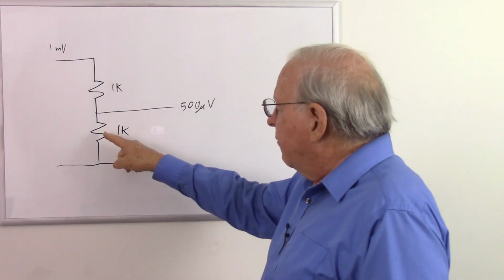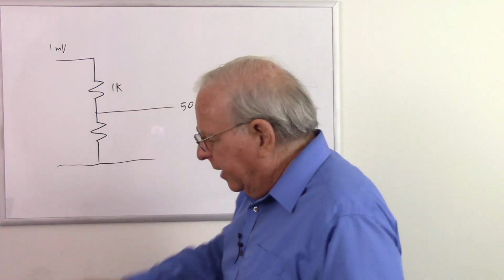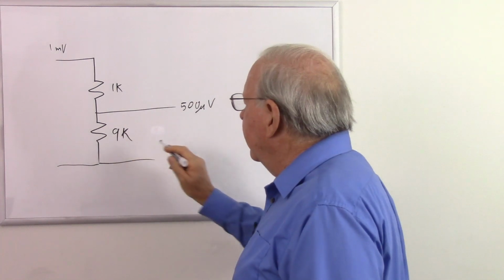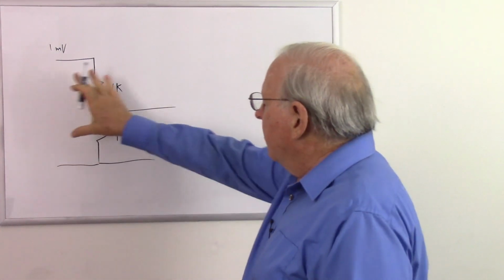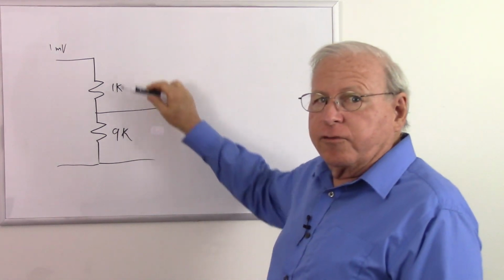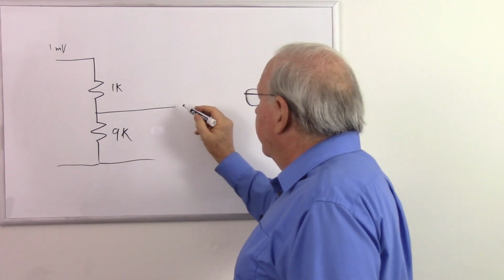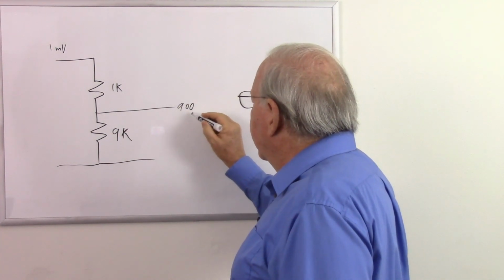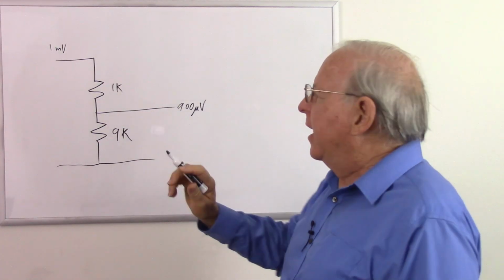So we really want this to have a much higher impedance. Let's just keep it 1K and let's make this 9K. So now what's going to happen to our voltage when we go from the microphone to the input of our mixer? Well, this is a 9-to-1 ratio, so our voltage will be a 9-to-1 ratio. So we have 1 millivolt here. We'll end up with 900 microvolts making it to the input of the mixer instead of only half of that.